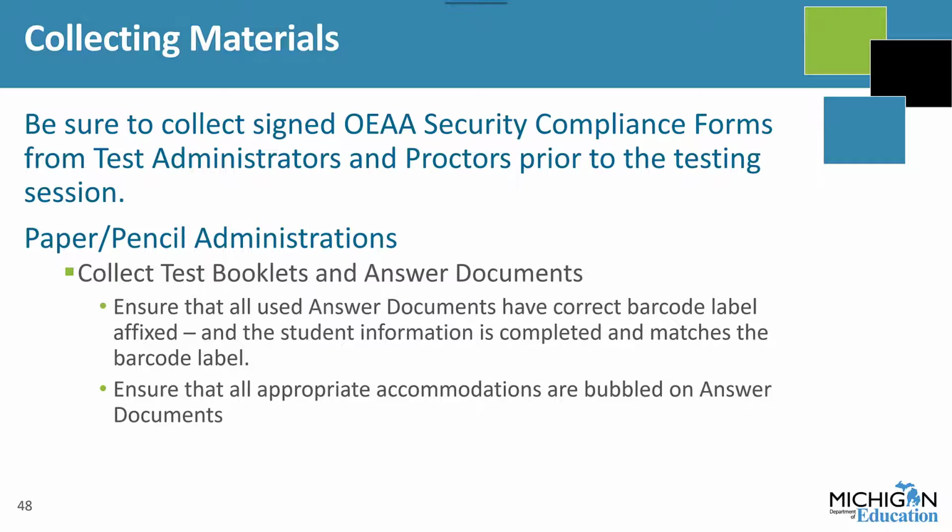For paper-pencil administrations, all test booklets and answer documents must be collected. Any used answer document must have the correct barcode label affixed, and any accommodations used need to be filled in on the answer document. Also, be sure the student information is completed and matches the information on the barcode label, in the event the barcode label becomes damaged or falls off the document. The Test Administration Manual includes detailed instructions for materials return.